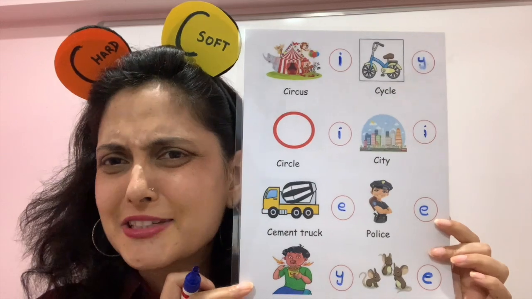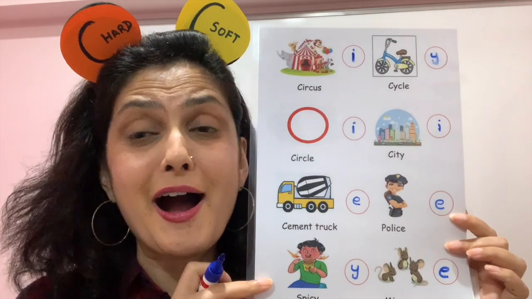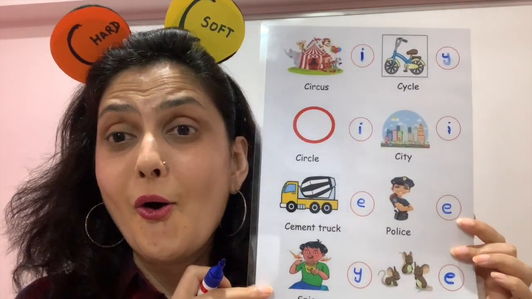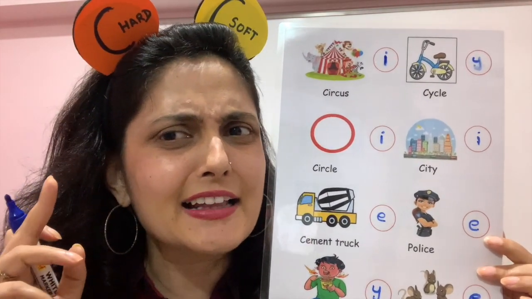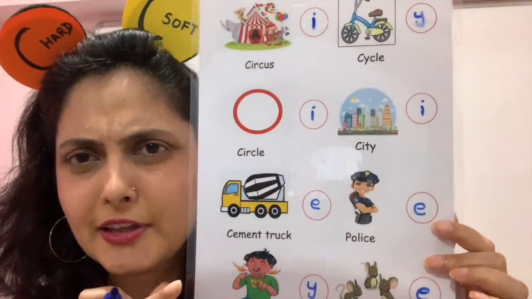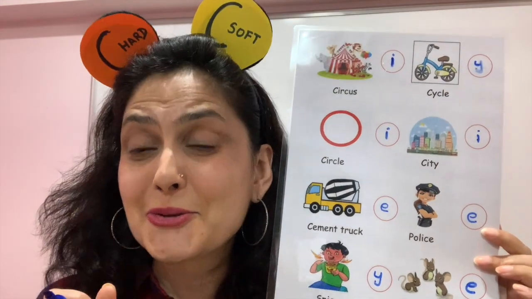Now, did you notice something over here? That all the alphabets that come after the C are E, I and Y. Is there any other alphabet apart from E, I and Y? Can you look? No, right? So, what does that mean? That means that when there is an E, I or Y next to the C, it says the S sound. So, it makes the soft sound.